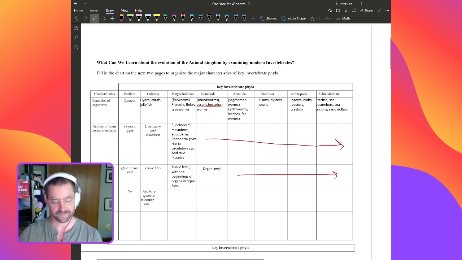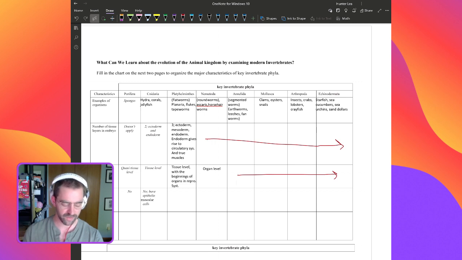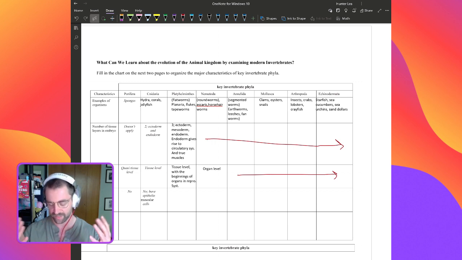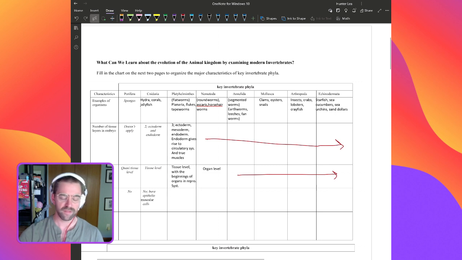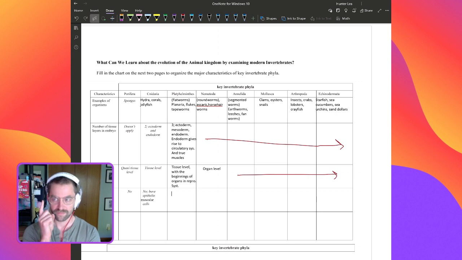All right, true muscle cells. No true muscle cells in Porifera, no true muscle cells in Cnidaria, though we do have those epitheliomuscular cells. When we think of epithelial cells, we're thinking about the inner lining of the intestine and things like that, is how we would recognize that in mammals like ourselves. The lens of the eye is also a type of epithelial tissue. Anyway, I digress.